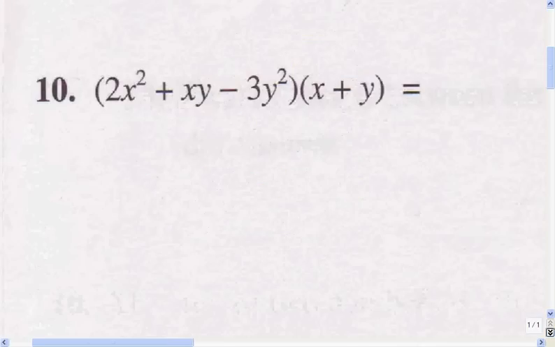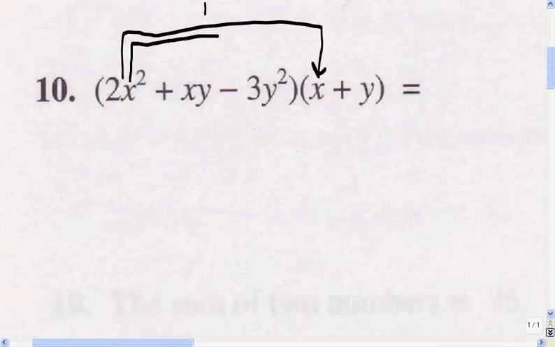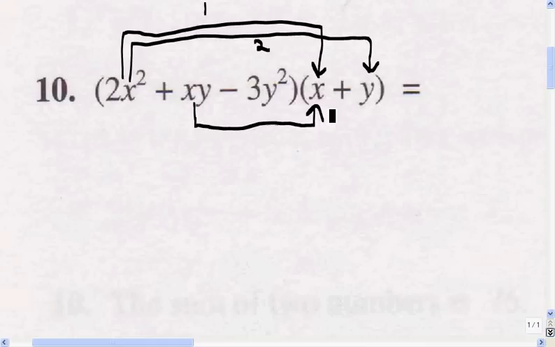Okay, we do the same thing here. When you have two parentheses, you grab the first term and multiply it times everything in the second parentheses. It's going to be 1. It's going to be 2. Okay. Then you grab the second term and multiply it times everything in the second parentheses. So I'm going to number this 3, 4. You don't have to number it, but I'm numbering so you can see that I'm multiplying these terms like this.